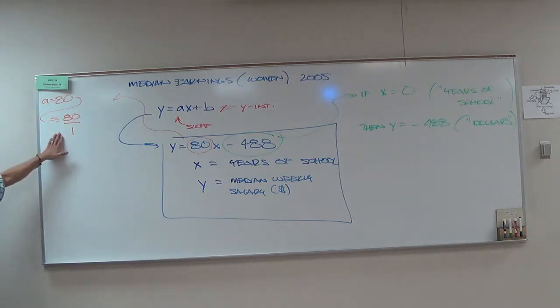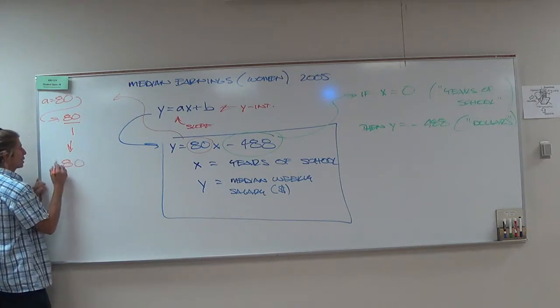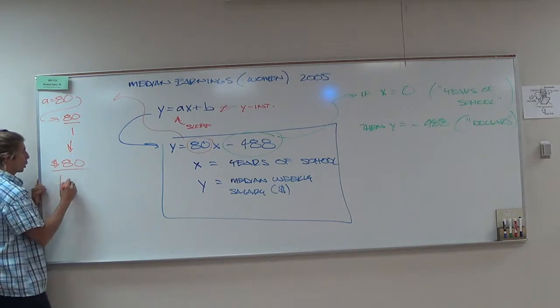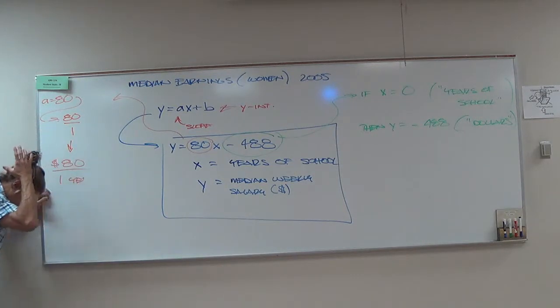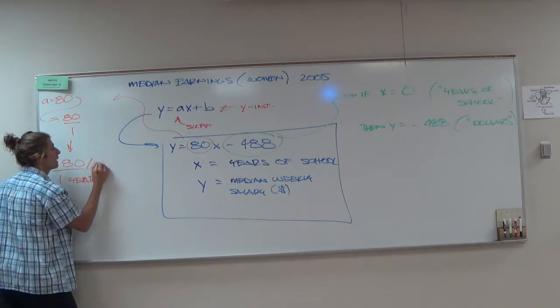Then you have to apply the correct units to it to make sure you understand. It means $80 per one year. $80 per week. That's true. Per week.